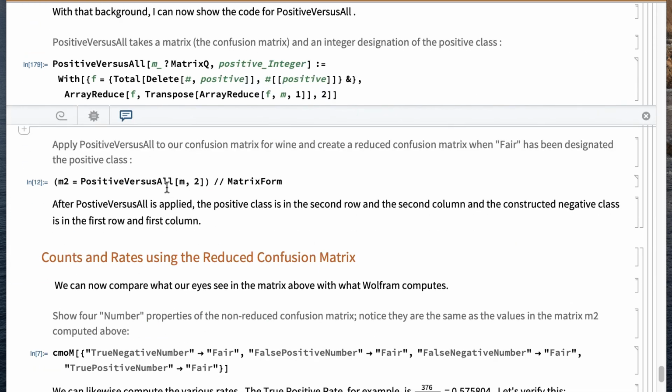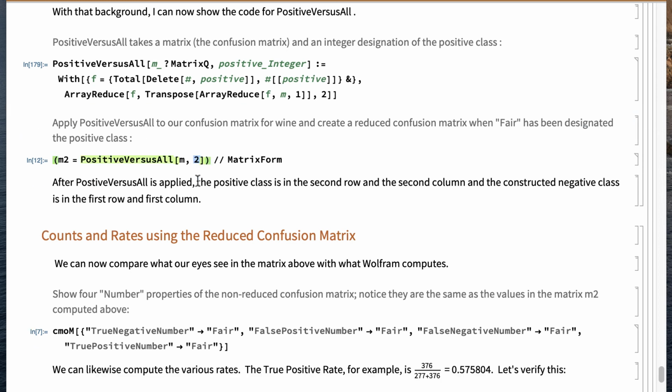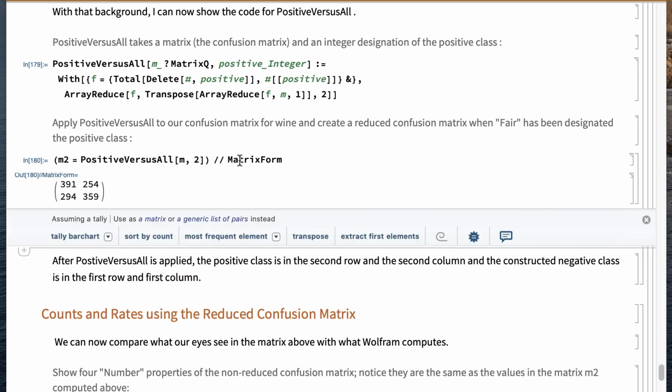And now I'm going to run positive versus all on our confusion matrix. The 2 means I'm using fair because fair is the second class. I'll assign that to M2, and I'll present it in matrix form. So there is the positive versus all reduction of the original confusion matrix. And when all is said and done, under the way I've coded this, the positive class is always in the second row, the positive guess is always in the second column, and the constructed negative class is always in the first row or the first column.